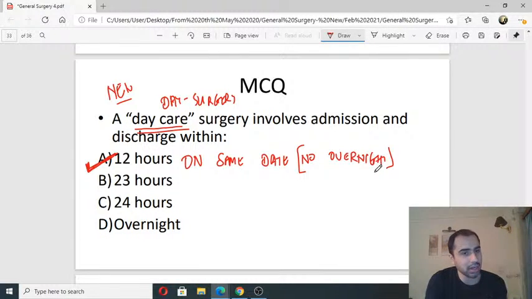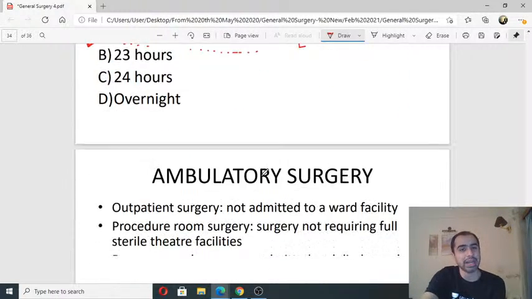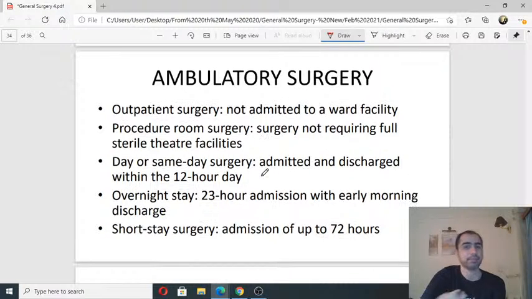That does not mean you come in the night at 10 o'clock because you had an appendicitis, get operated at midnight and get discharged the next morning. वो भी 12 घंटे के अंदर कर सकते हैं. But then it's not called day surgery. Day surgery means it should be within 12 hours on the same date. If he stays overnight, it is called overnight stay. Okay, it is called overnight stay.